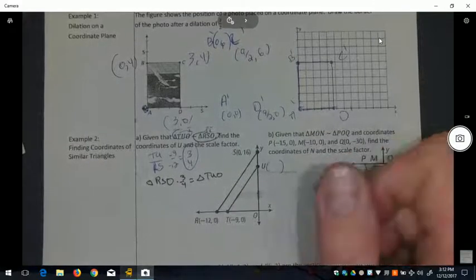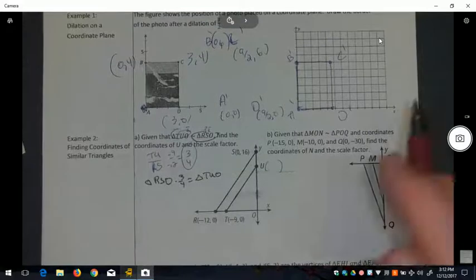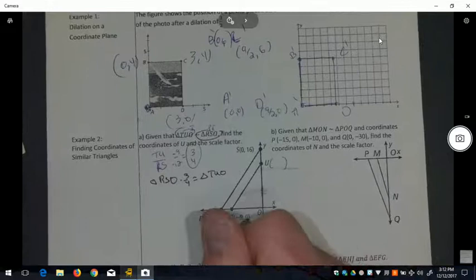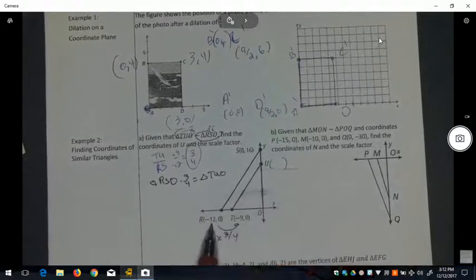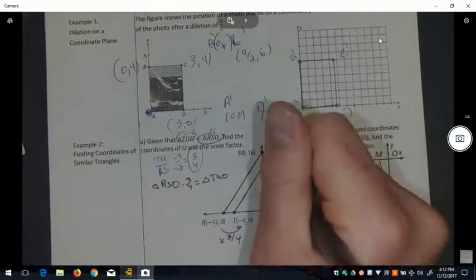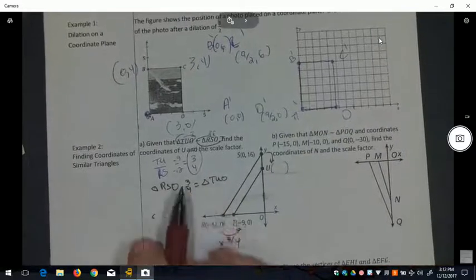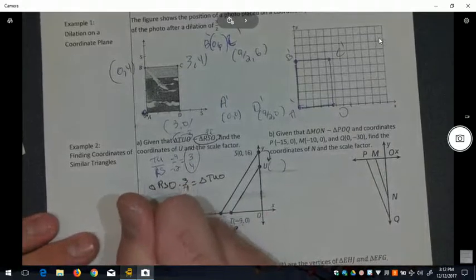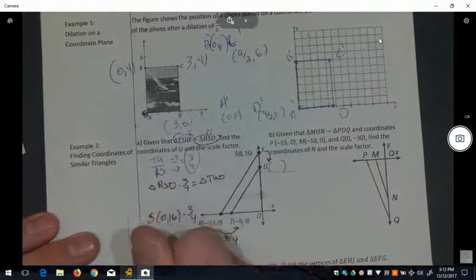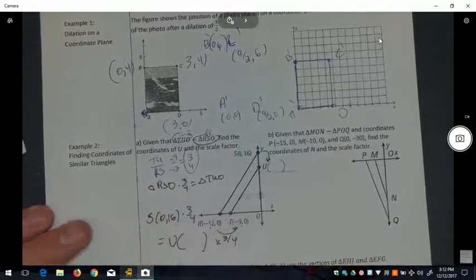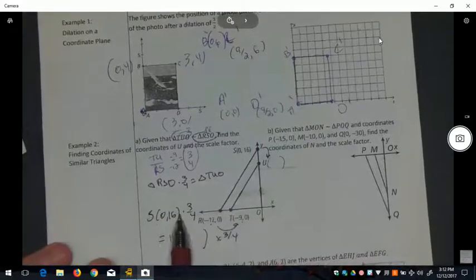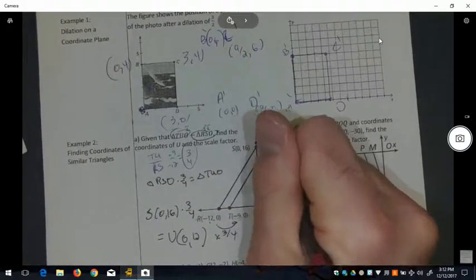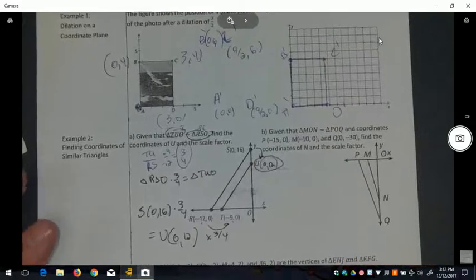Now, we need to calculate these coordinates. Well, to go from here to here, they multiplied by 3/4. You can even see 3/4 times -12 is -9. I'm going to repeat the process to go from S to U, because it is S and U that match up in our similarity statement also. S, which is 0, 16, times the scale factor of 3/4 should equal the coordinates of U. 0 times 3/4 is 0. 16 over 4 is 4, times 3 is 12. So 0, 12 are the coordinates of point U.